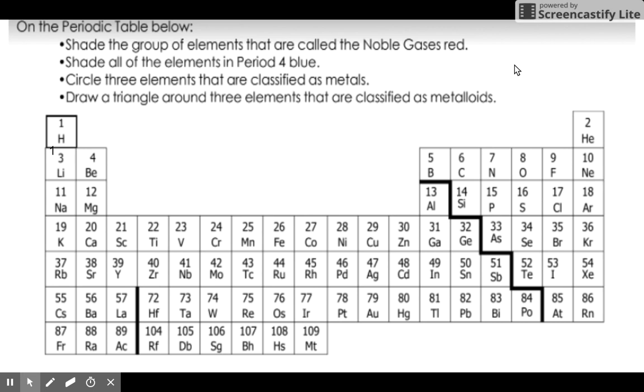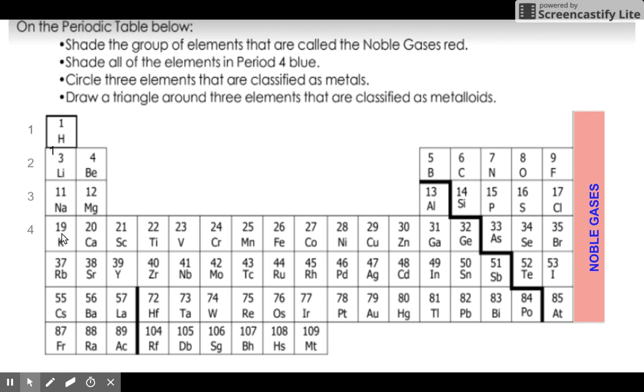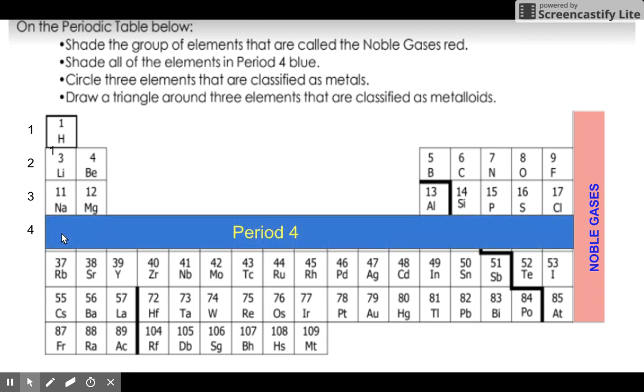All right, let's go ahead and start. The first thing we're going to identify is the noble gases, and we're supposed to shade those red. Here are the noble gases that should be shaded red and labeled noble gases. The next thing we were supposed to do is go to period 4 and shade those blue. So if I count down 1, 2, 3, and 4, here is the row that I should be shading blue.